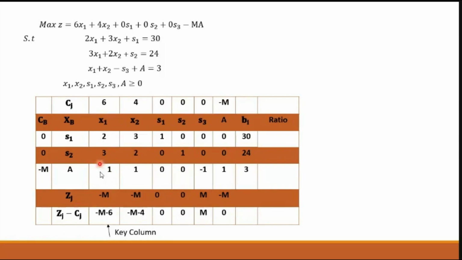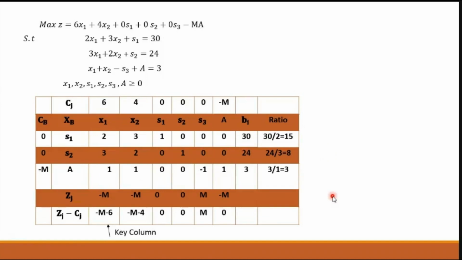So यहाँ पे all the 3 are positive. So I can write the ratio as 30 by 2, that is 15, 24 by 3, that is 8, and 3 by 1 is equal to 3. BIs upon the corresponding positive elements in the key column. BI divided by जितने पॉजिटिव नंबर्स हैं, ये BI 30 अपॉन पॉजिटिव नंबर इज 2, तो 30 अपॉन 2, 24 अपॉन पॉजिटिव नंबर है 3, तो 24 अपॉन 3, then similarly 3 upon 1. Now how do, which is the key row now?